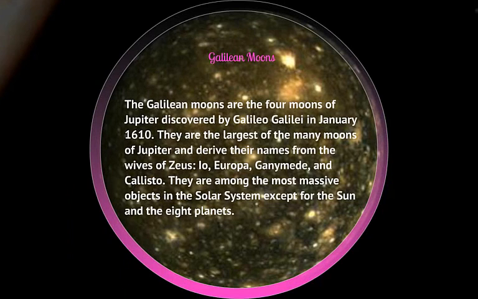Galilean moons are the 4 moons of Jupiter discovered by Galileo Galilei in January of 1610. They are the largest of the many moons of Jupiter, and they derive their names from the wives of Zeus: Io, Europa, Ganymede, and Callisto. They are among the most massive objects in the solar system, except for the sun and the 8 planets.